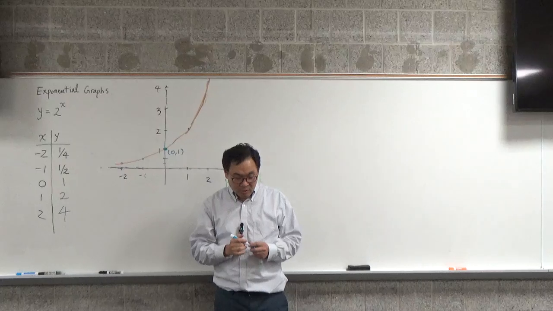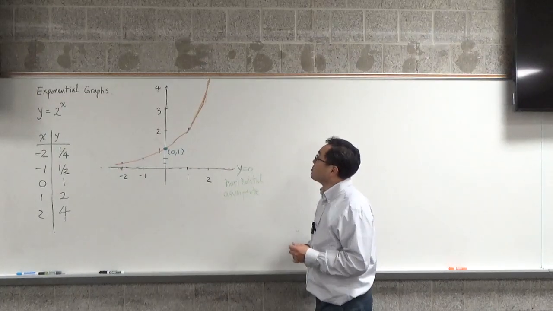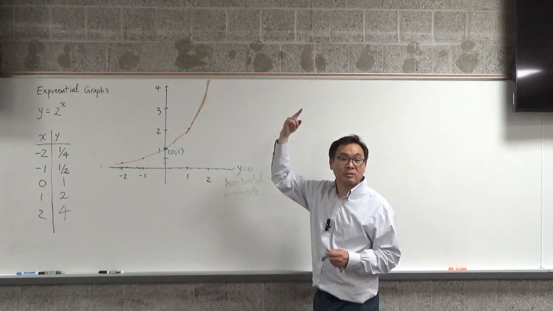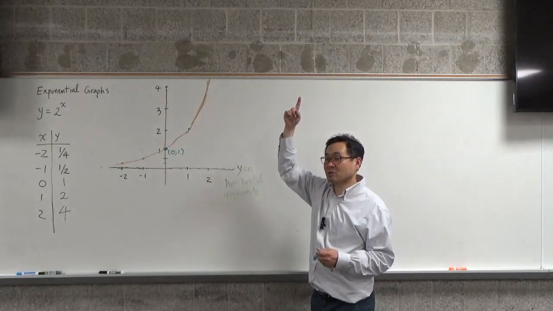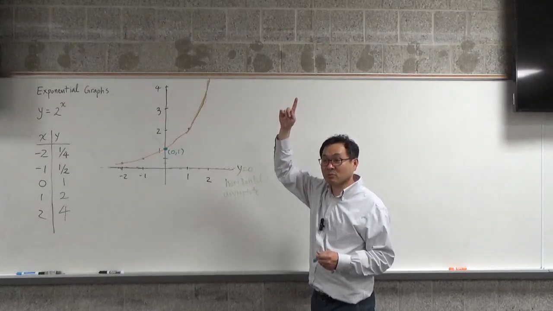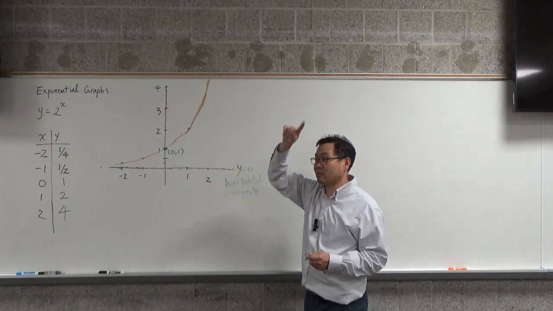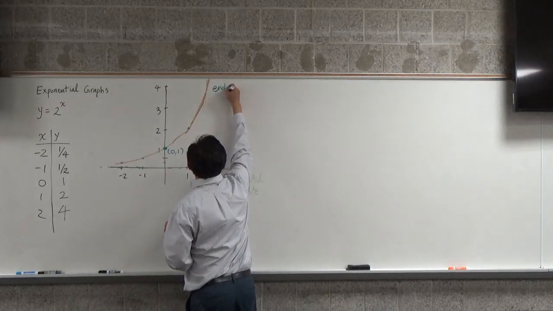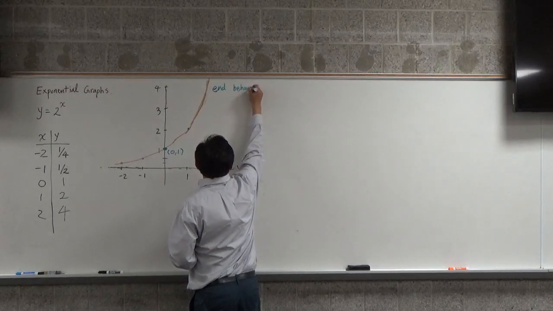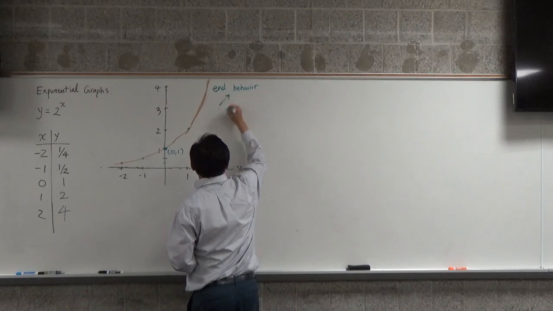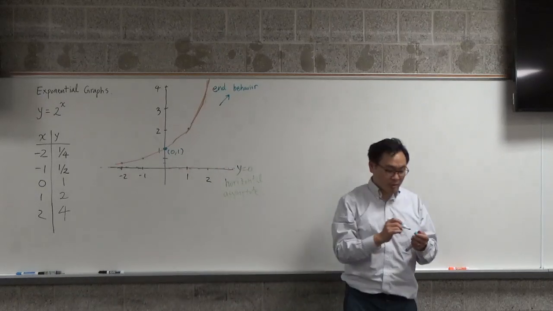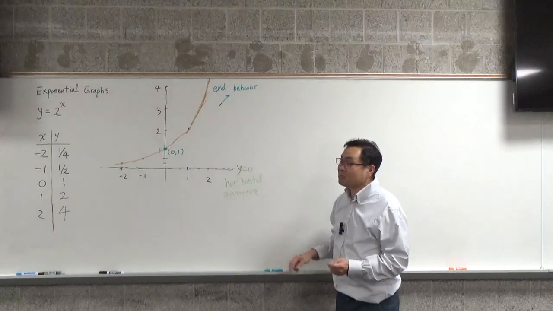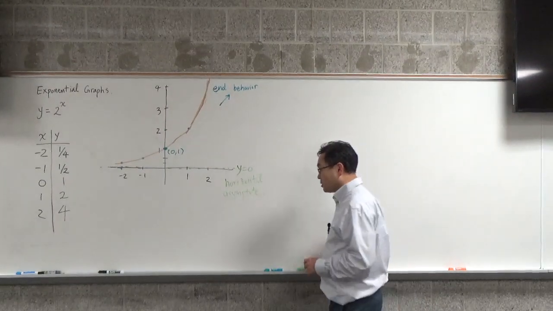And then thirdly, on the left side it goes close to 0, but what happens if you go to the right? It goes up and up and up without bound, right? So that's called the end behavior. So we see that the end behavior on the right side is like that. It goes up and up without bound. All right, so those are the three facts about the graph of an exponential function.